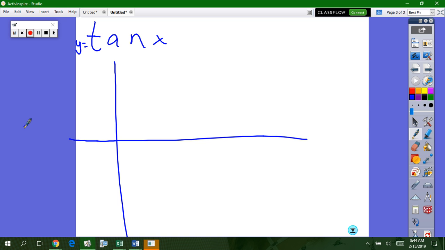Let's start with 0. Remember, tangent is y over x, right? What is y over x at 0? Well, the coordinate is (1, 0). So I take the 0, which is y, divided by 1. What do I get? 0. So the tangent of 0 is 0.